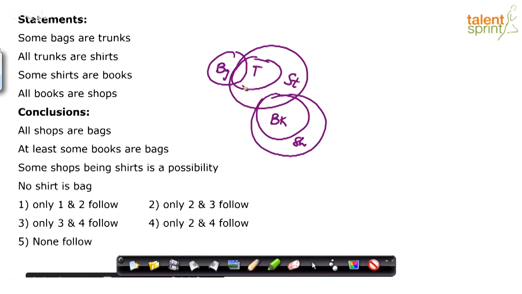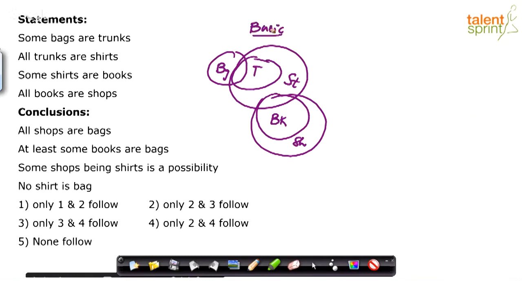Some bags are trunks. All trunks are shirts. Some shirts are books, and all books are shops. Now conclusion 1: All shops are bags. If you look at the basic diagram again, remember, right? So what's the point? If a conclusion doesn't satisfy the basic diagram, you can straight away mark it as false, right? You can mark it as wrong.